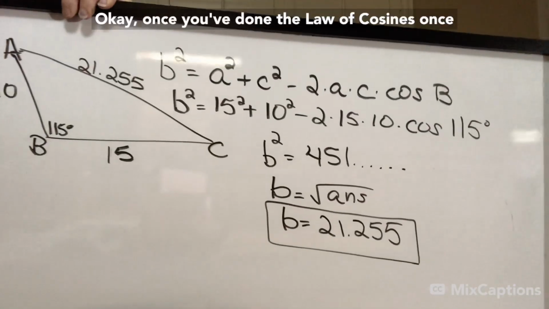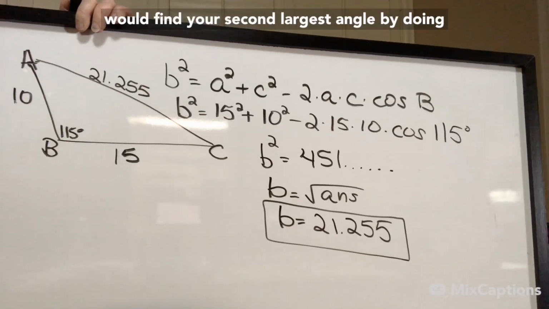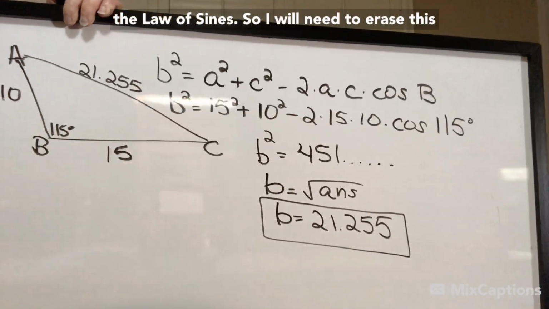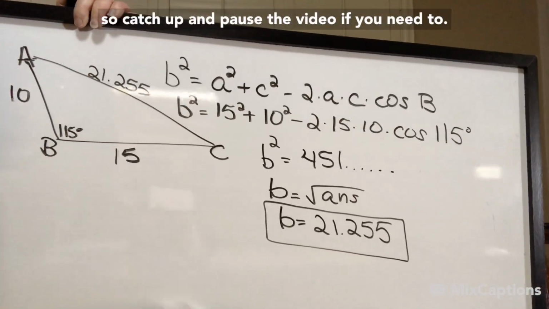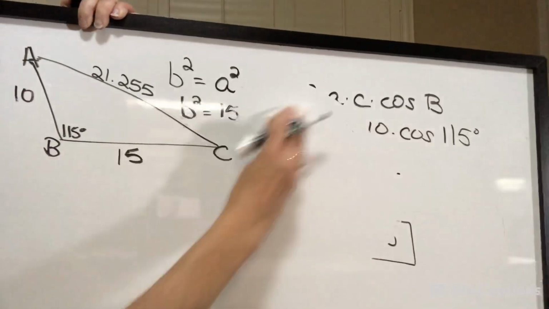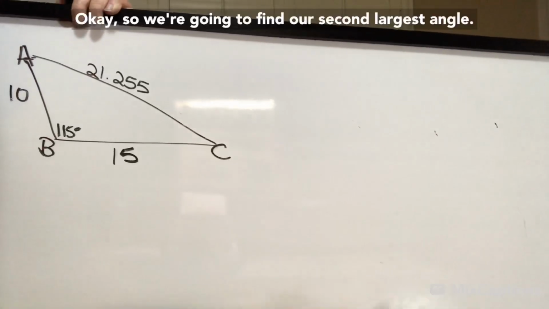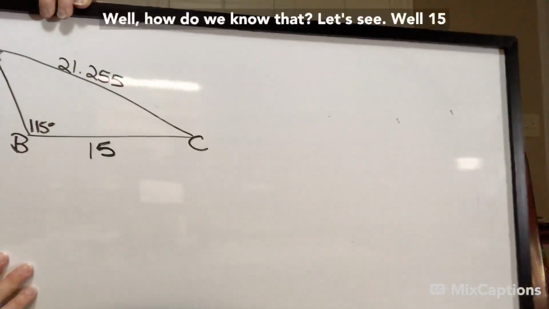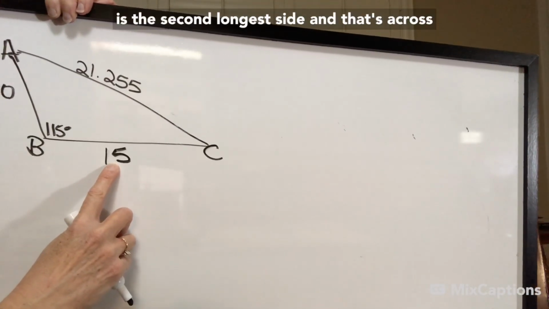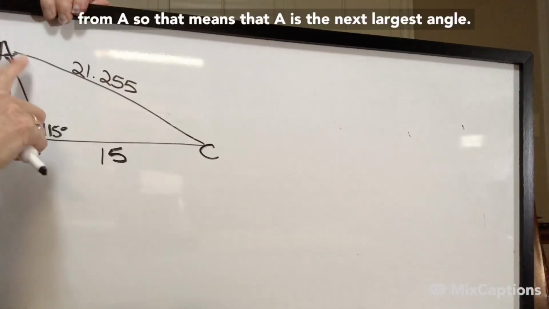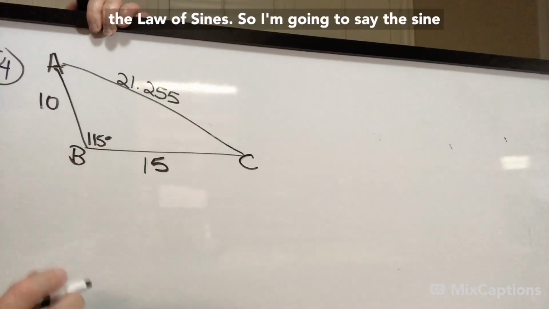Okay, once you've done the law of cosines once, you don't have to do it again. From there, you would find your second largest angle by doing the law of sines. So I will need to erase this, so catch up and pause the video if you need to. Okay, so we're going to find our second largest angle. Well, how do we know that? Let's see. Well, 15 is the second longest side, and that's across from A. So that means that A is the next largest angle. So that's the one I'm going to find next using the law of sines.